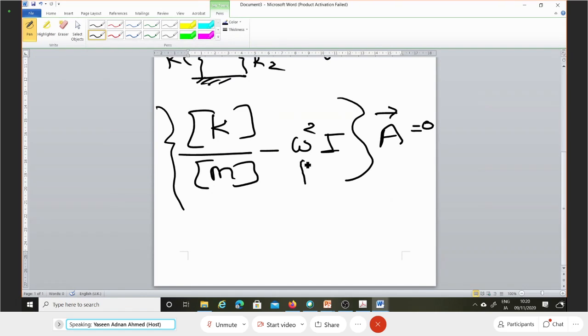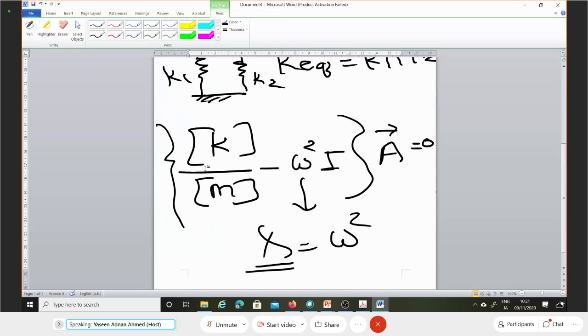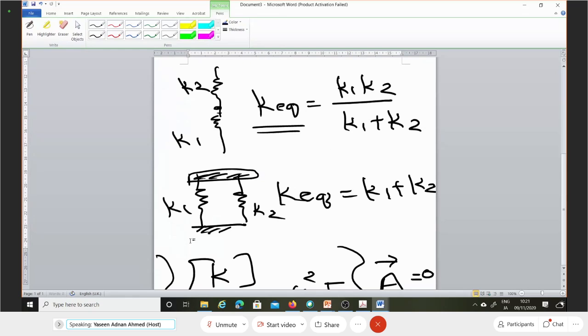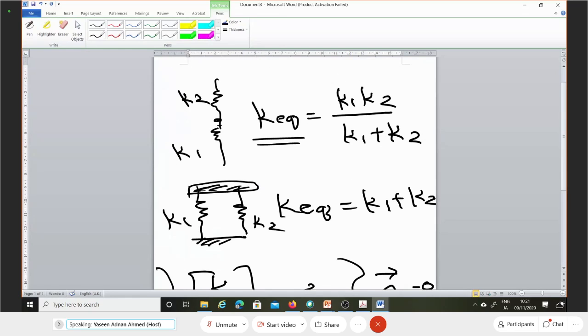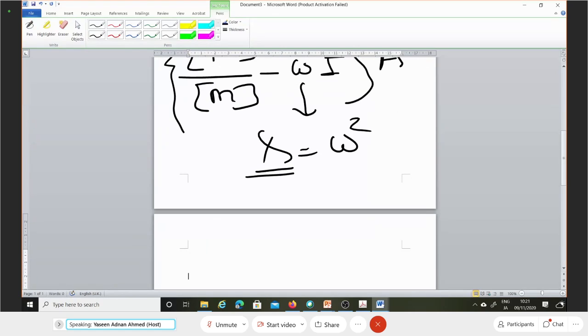And in this case, we consider lambda is omega square, and this lambda is actually the eigenvalue. So in this case, the eigenvalue is nothing but the square of your natural frequency. If you have this, then you have to solve the problem. I mean, you have to find out the value of lambda. So how can you find the value of lambda?